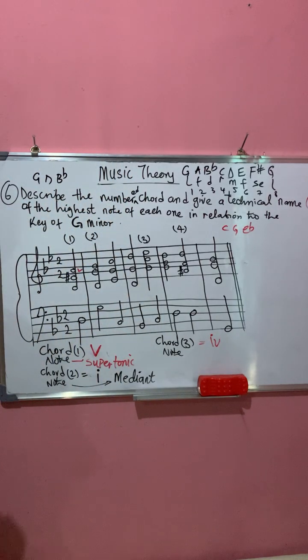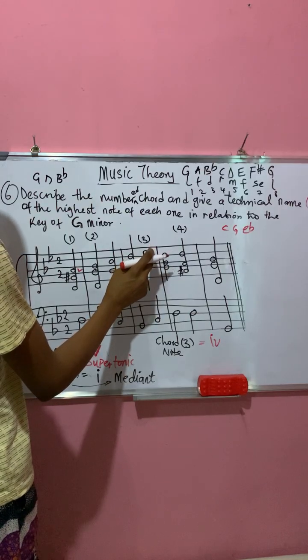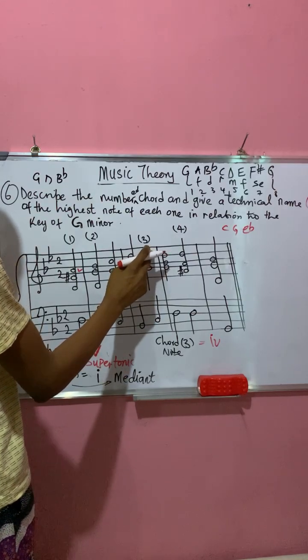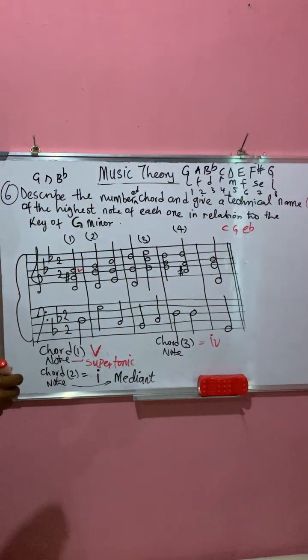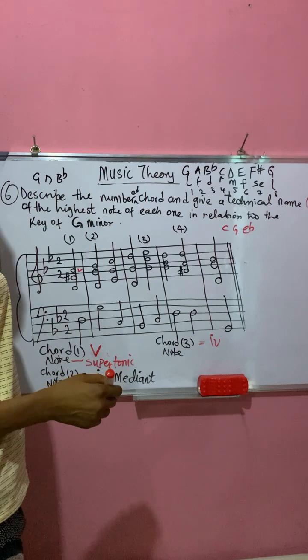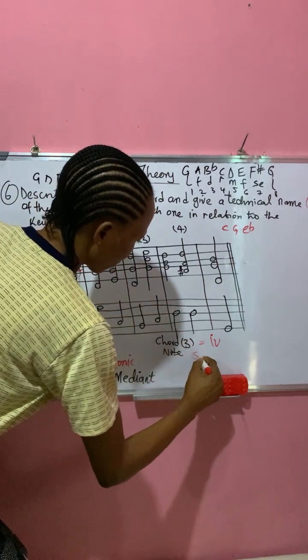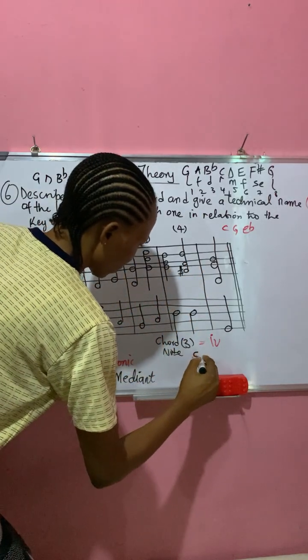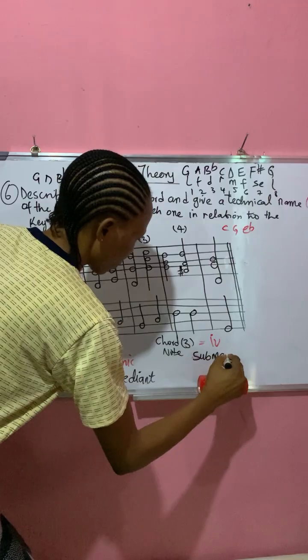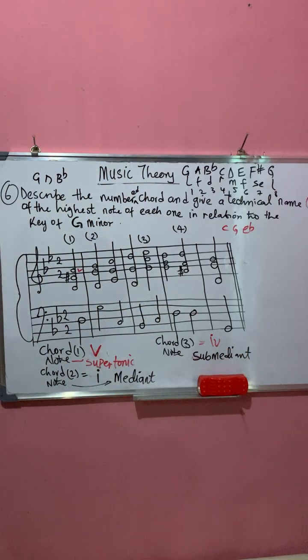And what is the highest sounding note? E flat. What is E flat for this? E flat is degree 6. So what is degree 6? Degree 6 is submediant. Okay, so we've answered that one.